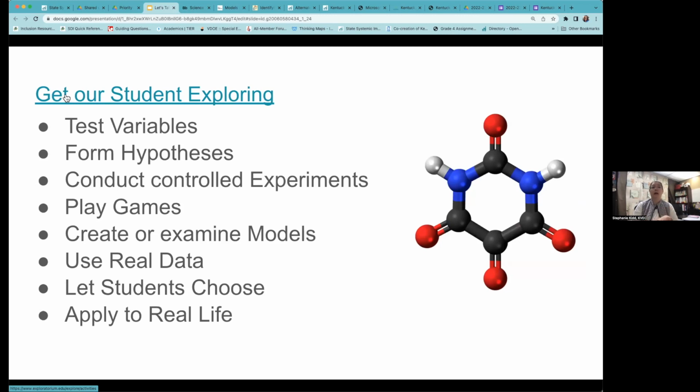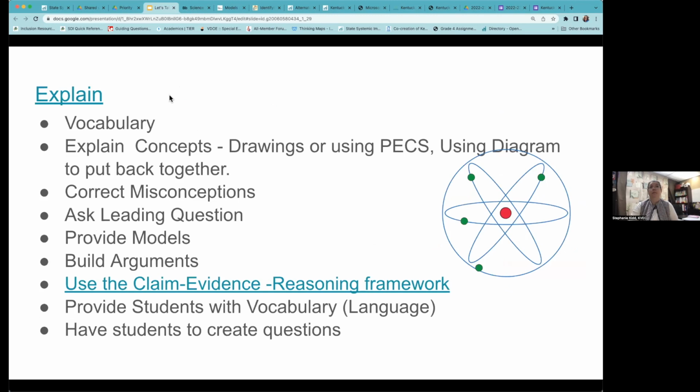We may look at letting the students choose what's going to happen next. And then, of course, at all times, we're going to be applying it to the real world. In the explaining, we're going to look at vocabulary. We're going to look at the concepts, either drawing or using PEX boards or using diagrams that they may have to put back together. We're going to always, in the explaining part, be correcting any misconceptions that are happening.